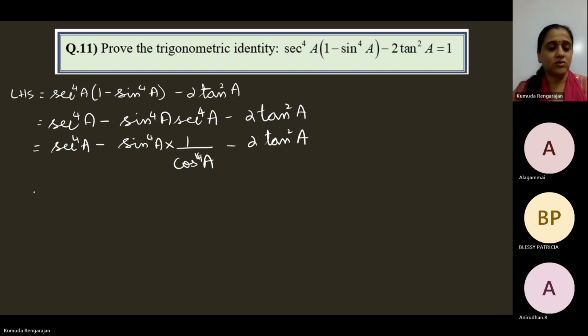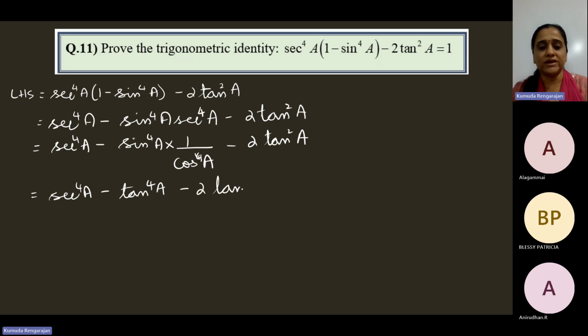Okay. So minus, what is sin A to the power 4 by cos A to the power 4? Yeah, sin A by cos A is tan A. So it will be tan A to the power 4 minus 2 tan square A. Now, this does not make up the identity a square minus 2ab plus b square because signs don't match.